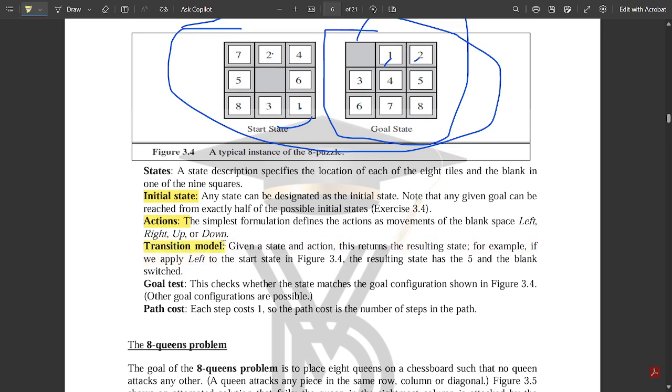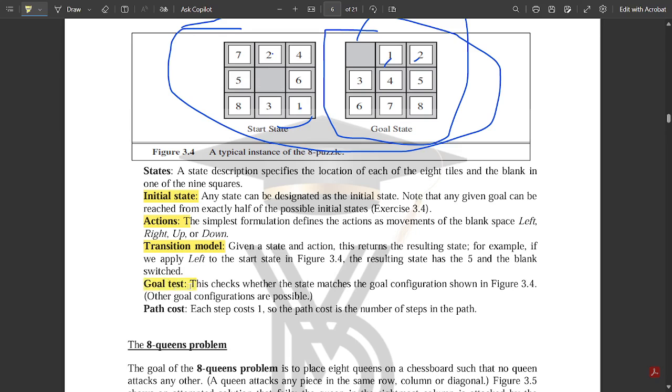Next is transition model. Given a state and action, this returns the resulting state. For example, if we apply left to the start state, in figure 3.4 it is mentioned, the resulting state has the 5 and the blank switched. Okay, that is, if we apply left to the start state, that is, if you want to move this blank space to the left side, you should be moving this 5 to the right side, so that the blank space will be shifted from this side to the left side. Okay.